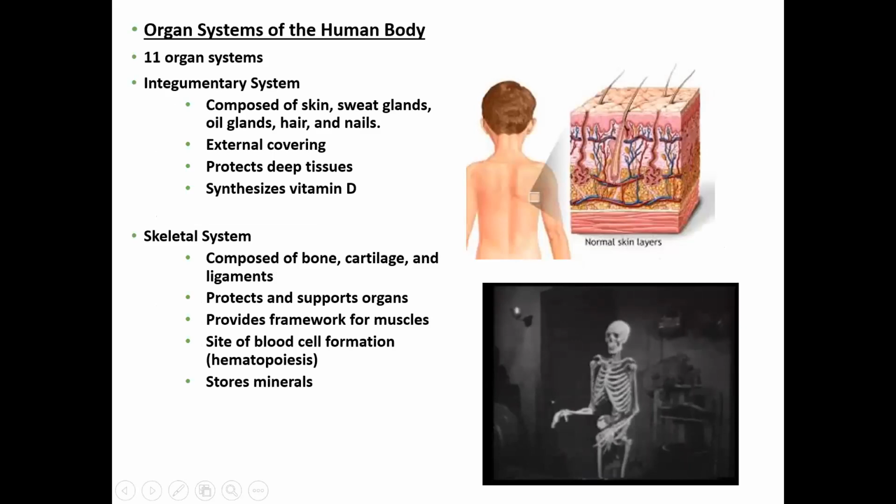So within the body, we do have 11 distinct organ systems. The largest organ system is the skin. The old question is, which is the biggest organ in the body? And everybody says the brain or the liver, when it's actually the skin. I guess it's all in how you say it. So the integumentary system, fancy name for the skin. The skin, the sweat glands, the oil glands, our hair, and our nails, finger and toe.